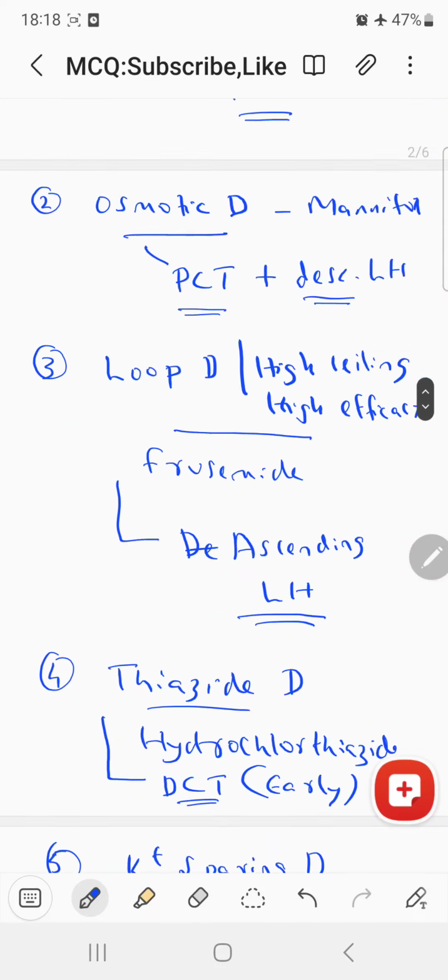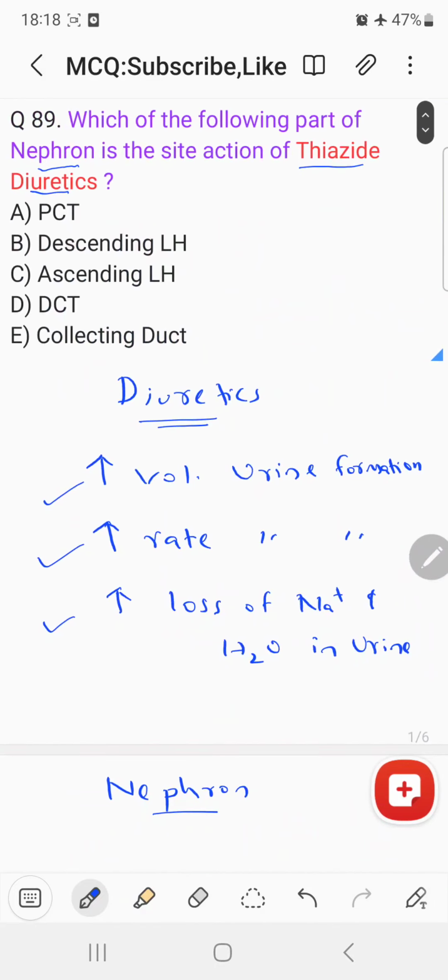Okay, now coming back to the question. Which of the following parts of the nephron is the site of action of thiazide diuretics? We have said that it is the early distal convoluted tubule. So the correct answer is D choice, distal convoluted tubule.